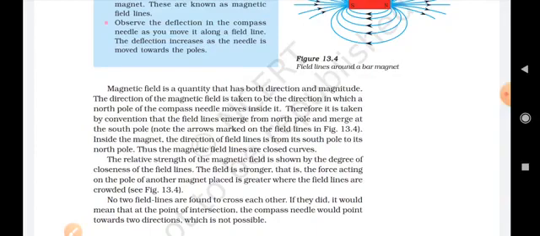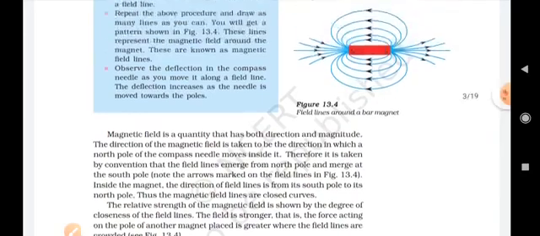Here is one more property of the magnetic lines of force: they never intersect each other. And if the magnetic lines are near the pole, you will find that they are very close to each other at the poles, which shows that the magnetic field at the pole is stronger compared to other parts.